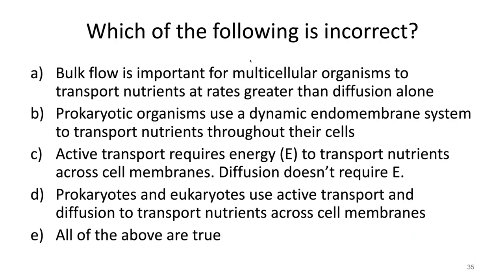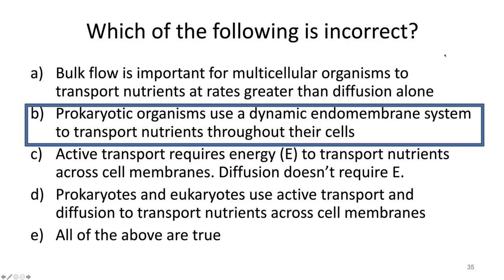Okay, so which of the following, given the previous information, is incorrect? If you said B, prokaryotic organisms use a dynamic endomembrane system to transport nutrients throughout their cells, that is the incorrect statement. Only eukaryotic organisms have a dynamic endomembrane system, and that's why this one is false. All the rest of these statements are in fact true.